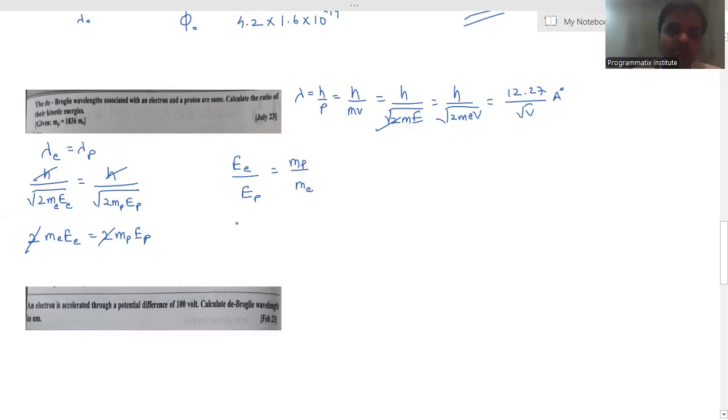As you know, the mass of a proton is 1836 times the mass of an electron. So finally, you get EE upon EP equals 1836. Great.